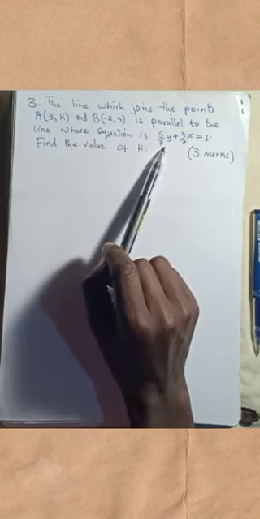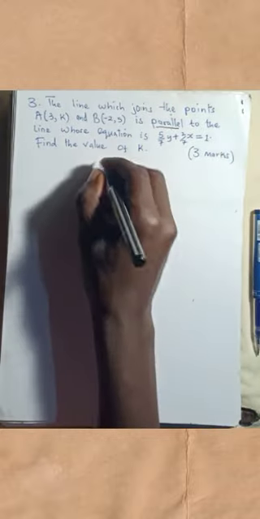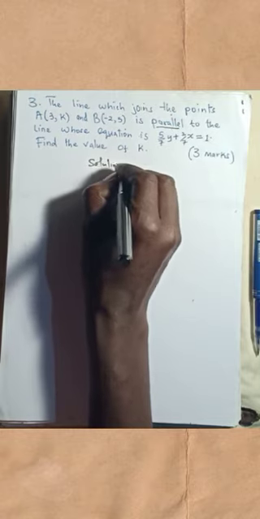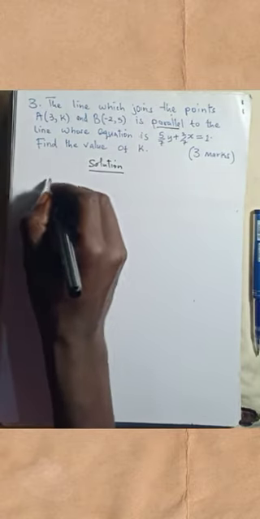Here we are looking at parallel lines, and what you need to know about parallel lines is that the gradients of two parallel lines are equal. So we look at the solution, and before we look at the solution, the concept here is gradients of parallel lines are equal. So if, say, the gradient of one of the lines is m1 and the gradient of the other line is m2, these gradients are equal.